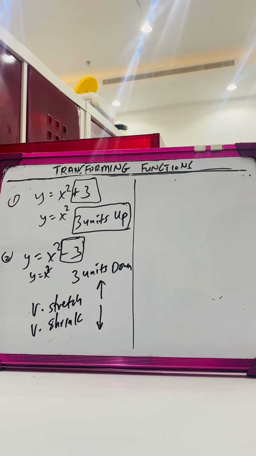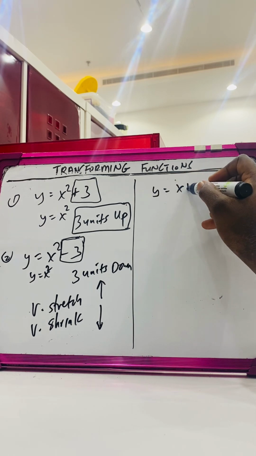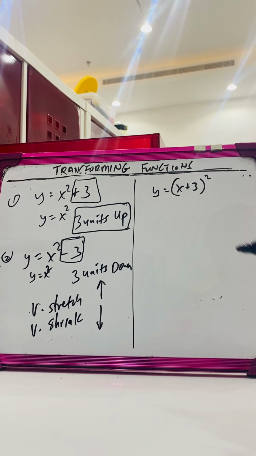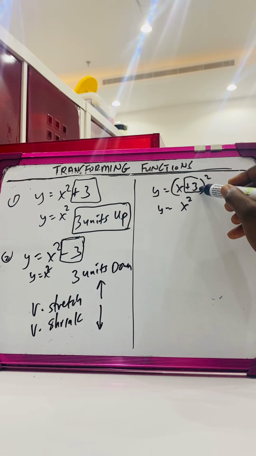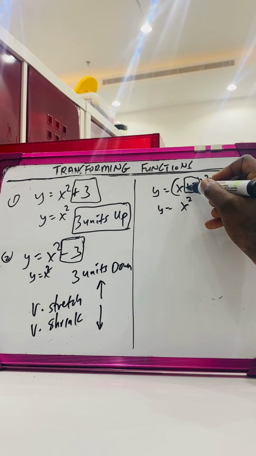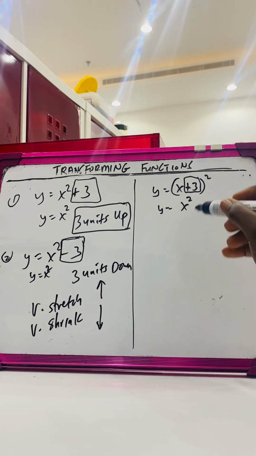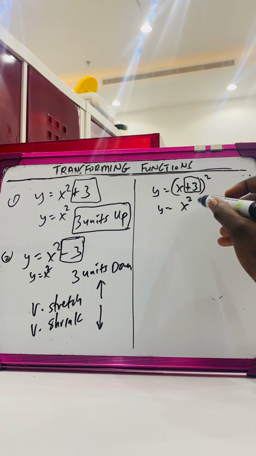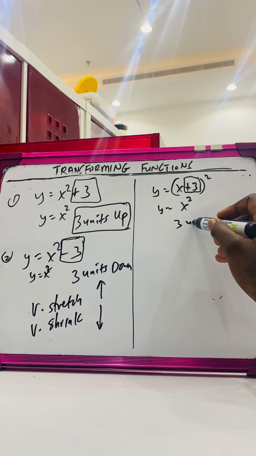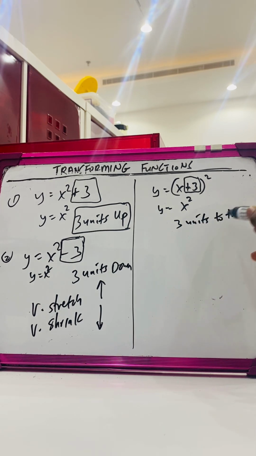Let's see what happens when we have to move along the x-axis. The trick here is to see every transformation along the x-axis the opposite way. What do I mean by this? If I have y is x plus 3 all squared, if I want to compare this to the parent function, we have y is x squared. The only transformation is this, plus 3. Of course, plus 3 means we should be moving in the positive direction. But along the x-axis, we see all the transformation as the opposite. So this rather will be 3 units to the left.